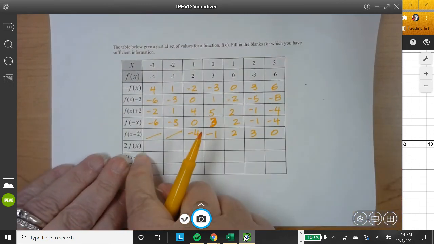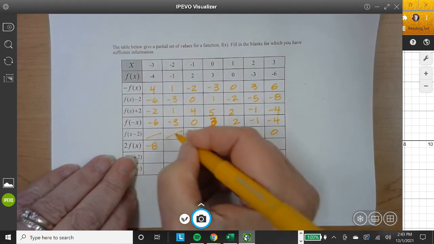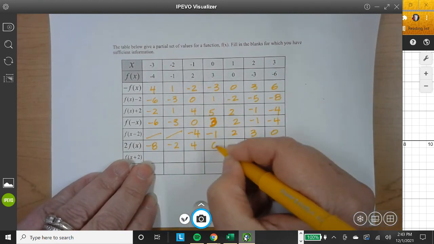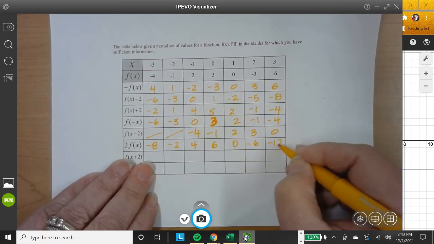This says take all of the f values, the f of x's, and multiply them by 2. That's going to be negative 8, negative 2, 4, 6, 0, negative 6, and negative 12.